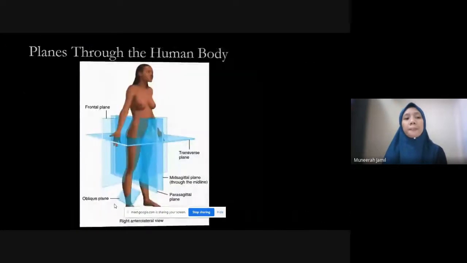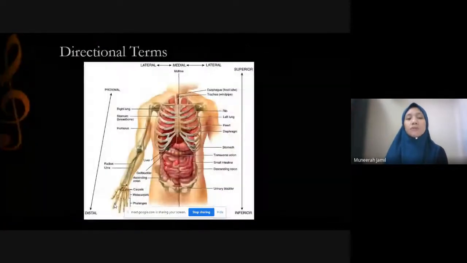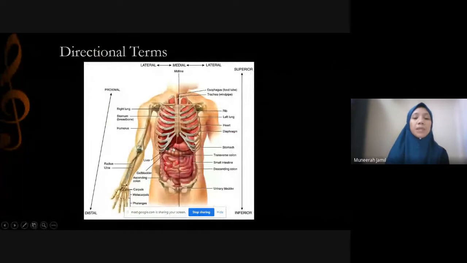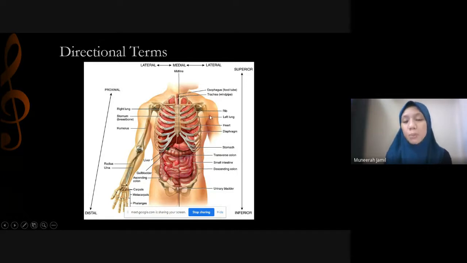Okay. There's a few more. Of course, bahagian depan badan kita panggil anterior, bahagian belakang badan kita panggil posterior. Semua yang menghadap depan kita panggil anterior, semua yang menghadap belakang kita panggil posterior. Ataupun nama lain dia, yang menghadap depan itu kita panggil ventral, dan yang menghadap belakang kita panggil dorsal.